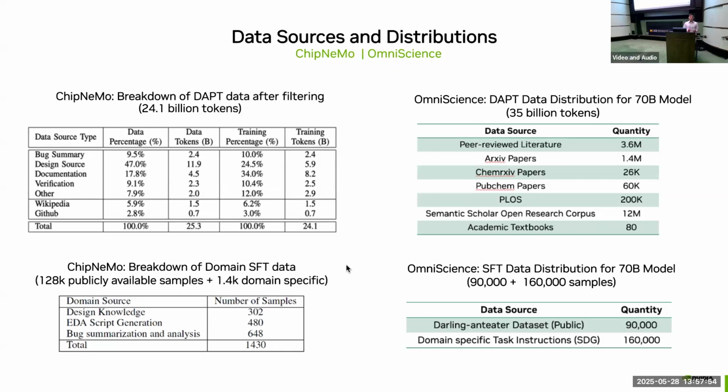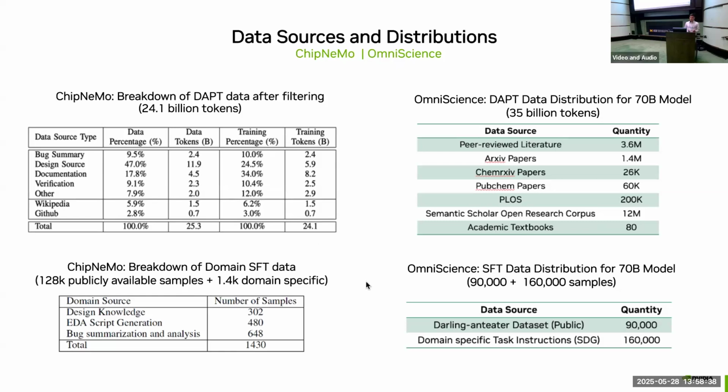I'll come back to this a little bit later, but these bottom two figures show the supervised fine-tuning data that we use for ChipNemo and Omniscience as well. What's interesting here is that in the ChipNemo dataset for supervised fine-tuning, 128,000 of its samples are publicly available samples that come from general purpose datasets, and we only use 1,400 samples that are domain specific. In the case of ChipNemo, these domain specific examples were created by a human expert. There were actually people verifying or creating these samples, and that's why there's such a low number of samples here.